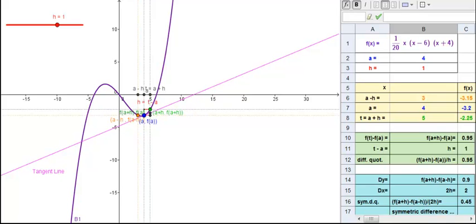So once again, I've got the same function I used in my last video, given by this formula. This particular one is 1 over 20 times x times (x minus 6) times (x plus 4). You may notice that when x is 0, it crosses the x-axis. When x is 6, it also crosses the axis, and when x is negative 4. So those are the x-intercepts, and of course the only y-intercept is at the origin. And this thing goes up and down a little bit.